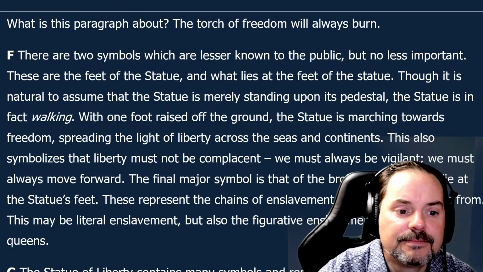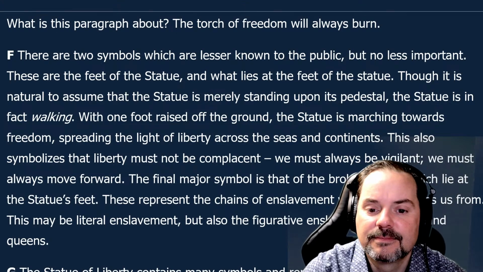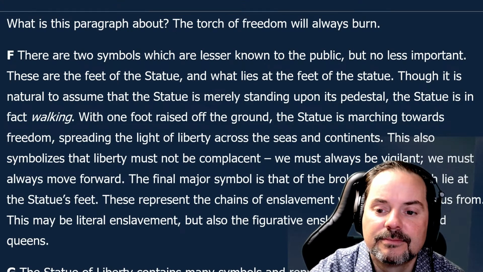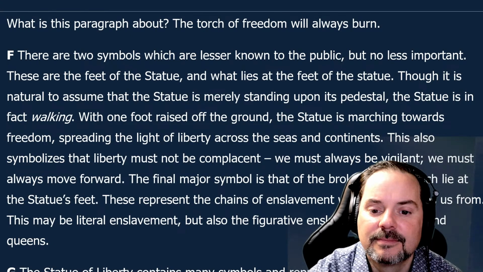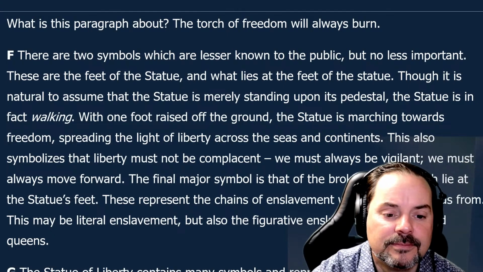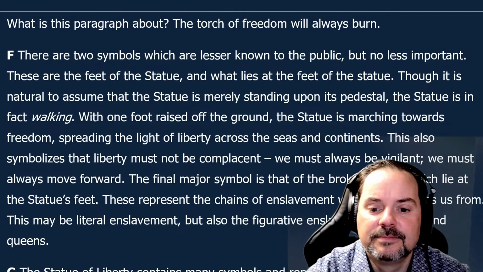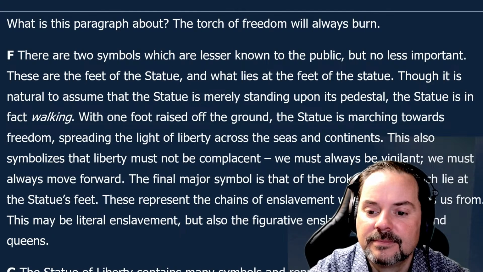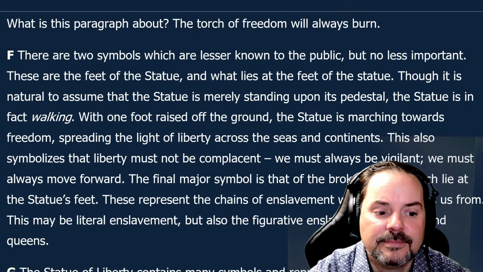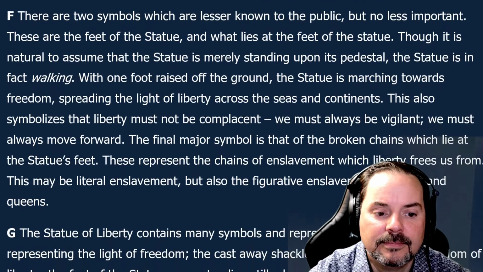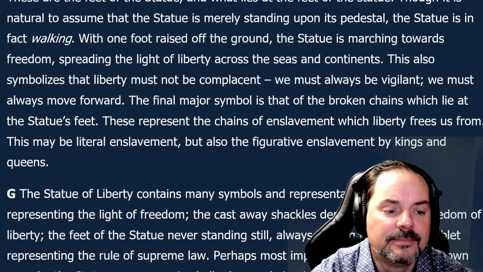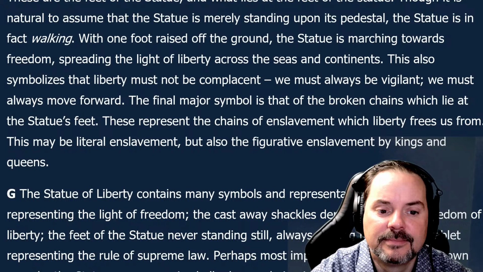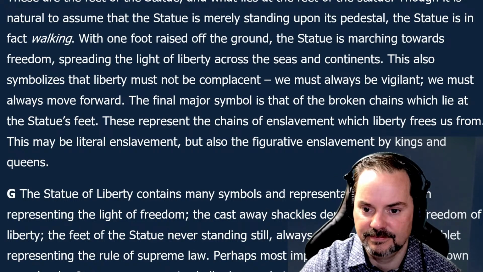There are two symbols which are lesser known to the public, but no less important. These are the feet of the statue and what lies at the feet of the statue. Though it is natural to assume that the statue is merely standing upon its pedestal, the statue is in fact walking. With one foot raised off the ground, the statue is marching towards freedom, spreading the light of liberty across the seas and the continents.